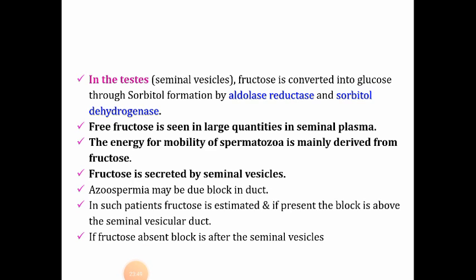If fructose is present, the block is above the seminal vesicles, and if fructose is absent, the block is after the seminal vesicles. Deficiency of fructose correlates with male infertility. So male infertility may be due to deficiency of fructose.